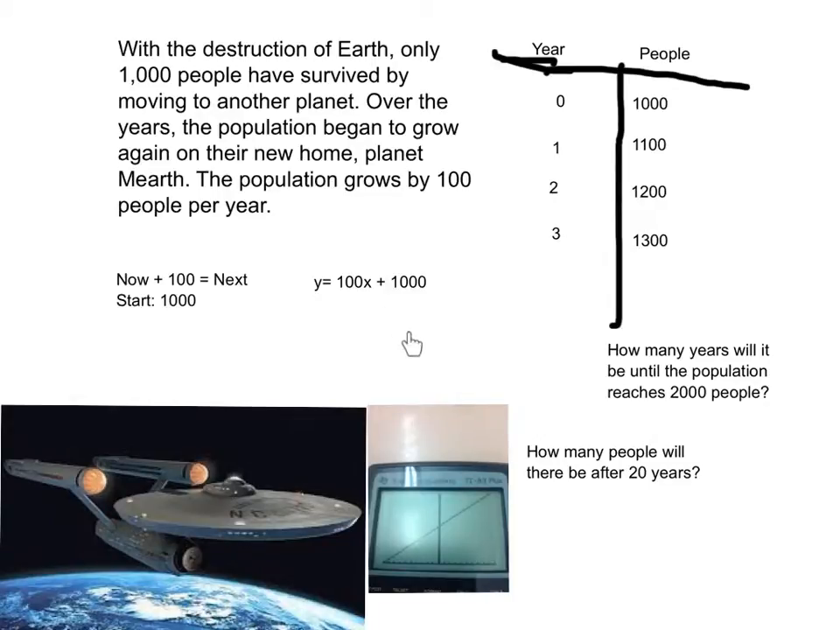First, we would look at our equation and see that 2,000 people would replace y for the total. So we would replace y with 2,000. We would subtract 1,000, divide by 100, and then we would get 10. So that would mean 10 equals x.